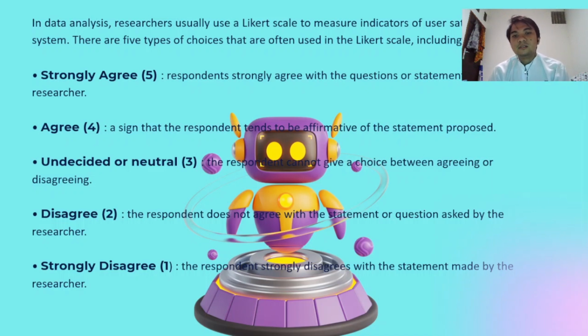Respondents strongly agree with the questions or statements asked by the researcher. Agree: a sign that the respondent tends to be affirmative of the statement proposed. Undecided or neutral: the respondent cannot decide between agreeing or disagreeing.